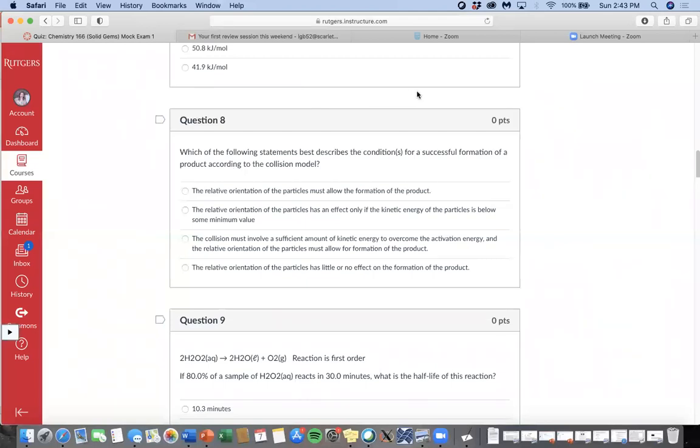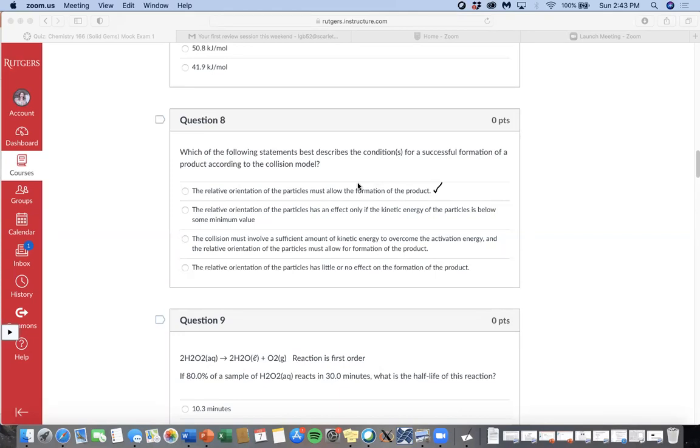So for this statement, you could say, okay, it's saying which best describes the condition. It says the relative orientation of the particles must allow for the formation of the product. This statement is true, but is it the best statement here? We'd read the other statements to figure it out. And so we know that the relative orientation of the particles has to allow the formation of the product, because if you remember, in the book, there are pictures of it, and I'm sure that Dr.